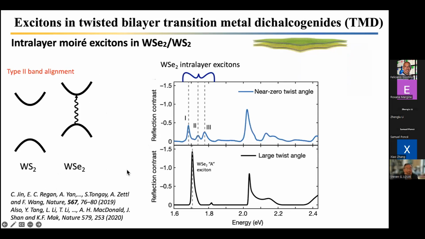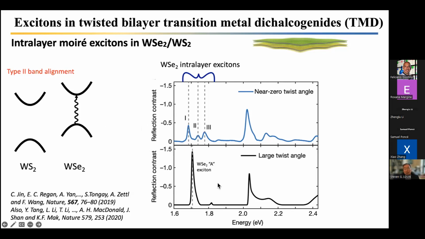So let me show you just some results on the intralayer Moiré excitons in the tungsten diselenide, tungsten disulfide bilayers. These two layers form a type 2 band alignment interface. If you look at the reflection contrast measurement, these are data from Feng Wang's group at Berkeley, what you find is a large twist angle in the region where you observe intralayer excitons.